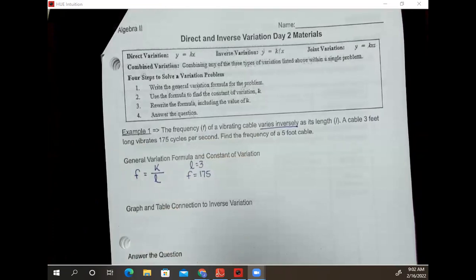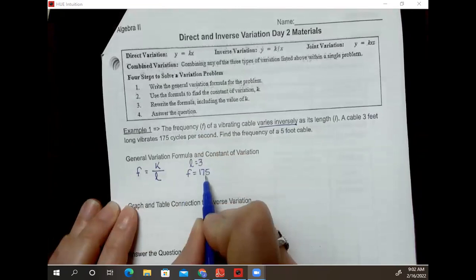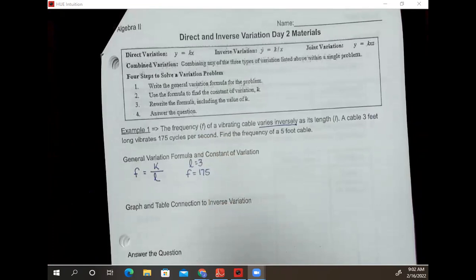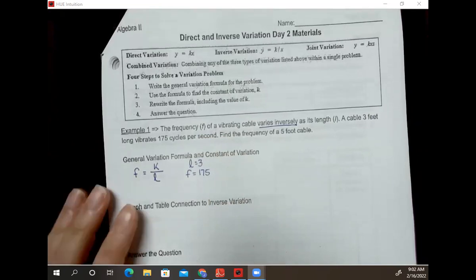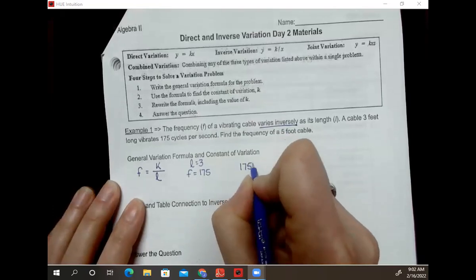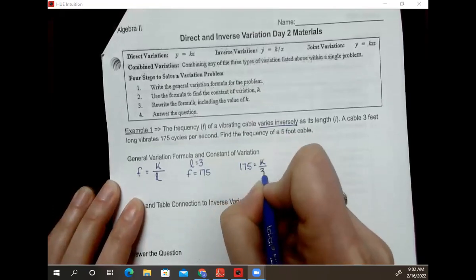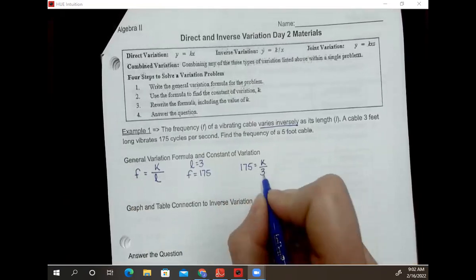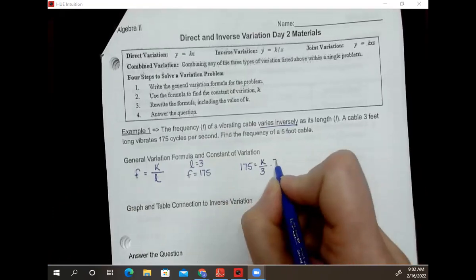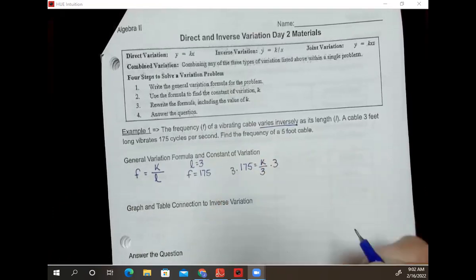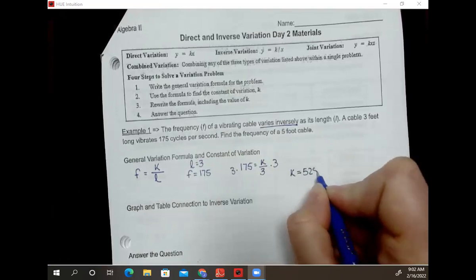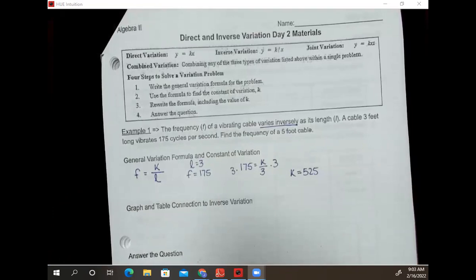So what I'm going to do is plug in the pieces of information that I know to find k, to find that constant. To find anything else, I need to know that constant. So that's what I want to do next. So I know that 175 equals k over 3. And then I'm just going to solve for k here. Right now, I'm dividing by 3. I want to undo that, so we'll multiply by 3. So I would get k equals 525. 175 times 3 is 525.